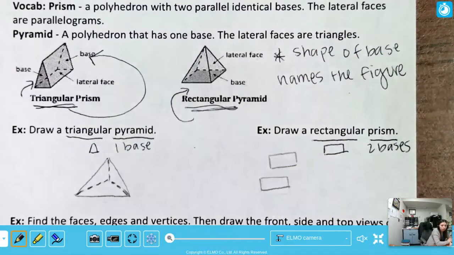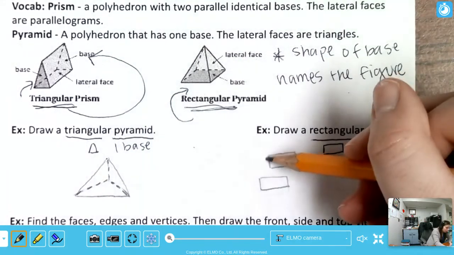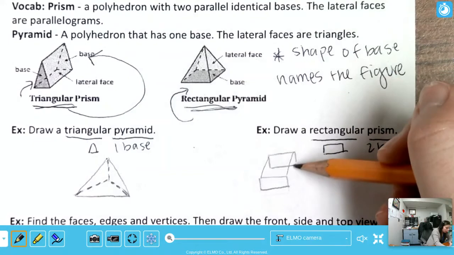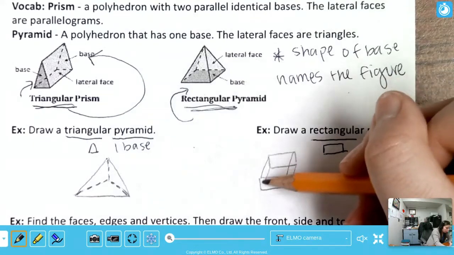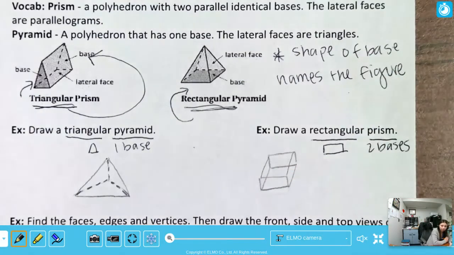Okay, that's pretty close. So those are my two bases because it's a prism. They're rectangles because it's called rectangular. Now all I have to do is connect them. Top left to top left, top right to top right, bottom right to bottom right, bottom left to bottom left.